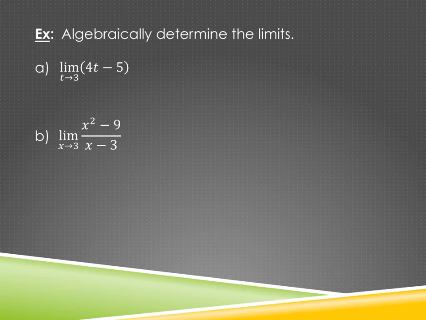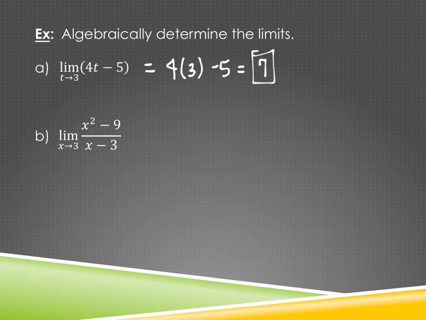So if I were to take the very first one, part A, and replace the t with 3, what will happen? Yeah, okay, I plug in the 3 and I get 12 minus 5, which is 7. And I'm done. No graphs, no tables. That's easy, right? So that's the first thing you should check. If it says algebraically to figure out your limit, see if you can just plug it in and if it will work. And if it does, you're done. Let's try it again on the second one.